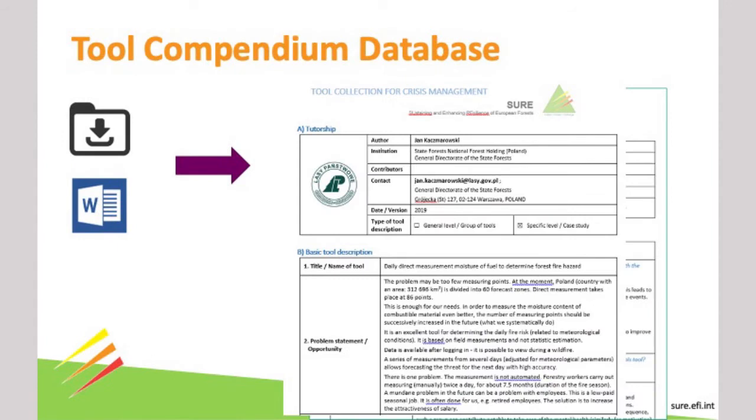Another example is a little bit more practical tool developed by the State Forest in Poland in response to forest fires, where they daily measure the fuel moisture levels in the forest to determine how likely there is to be a forest fire hazard. This has been a brief look at the tool Compendium, and I hope you have enjoyed it. Now I hand over to my colleague Cecilia to explain more about forest risk management actors.